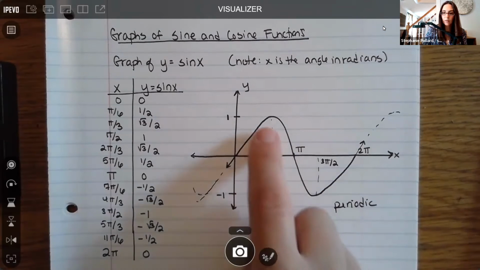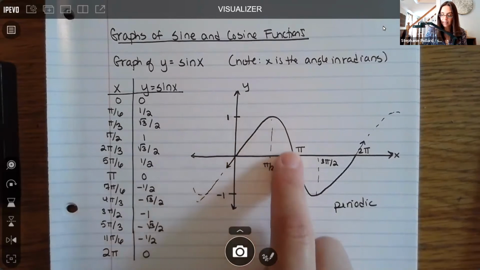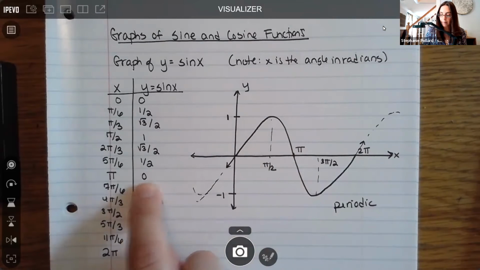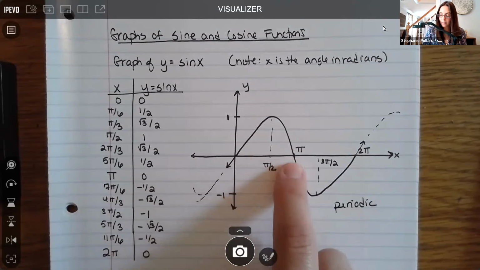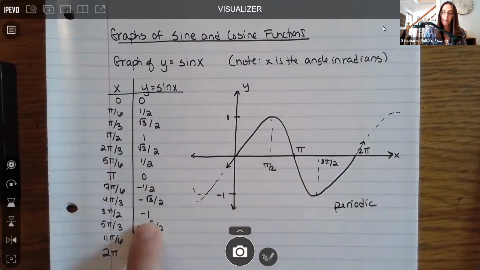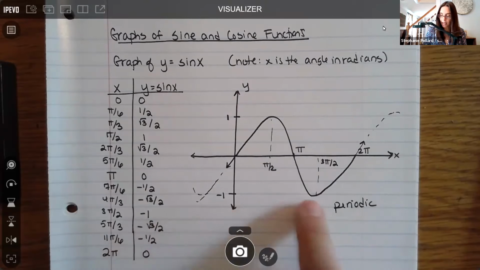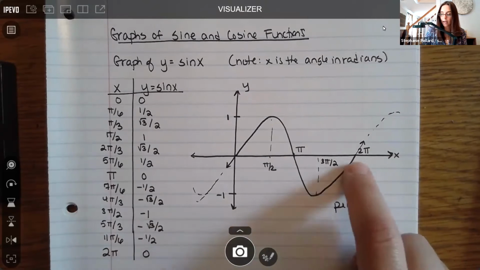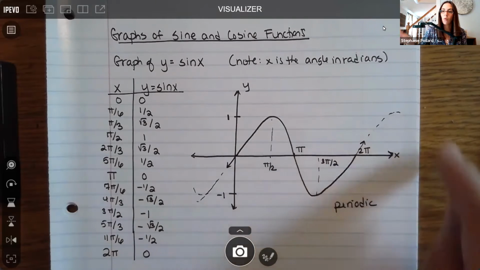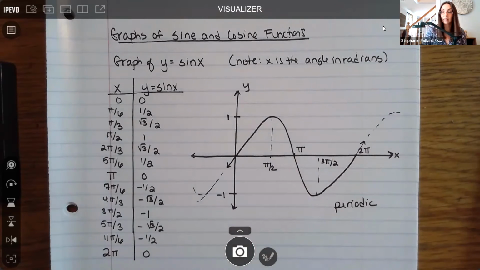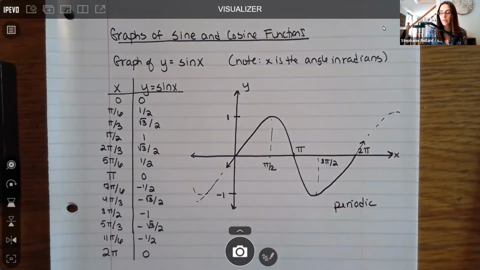Then it goes back down, and you hit a sine value of 0 at pi, and we continue to go down till we got to -1. Remember that happened at 3 pi over 2, which was 270 degrees on that unit circle. Then we started to come back up, and we wound up at 0 at 2 pi. Then this wave would just keep repeating over and over again, infinitely many times in both directions.